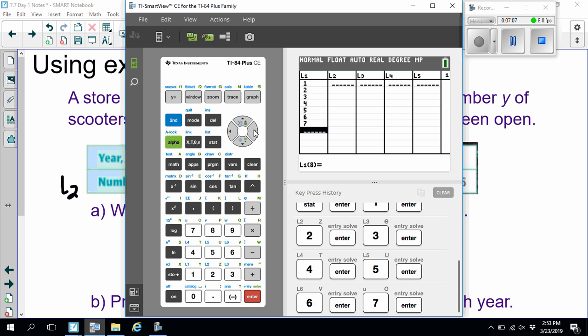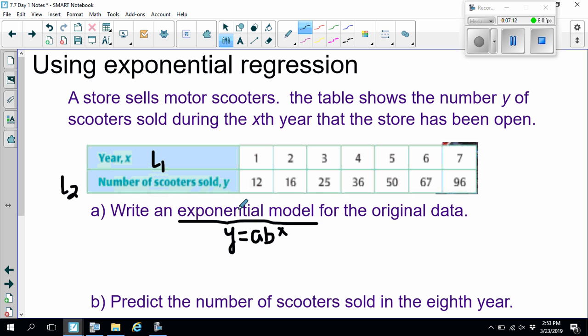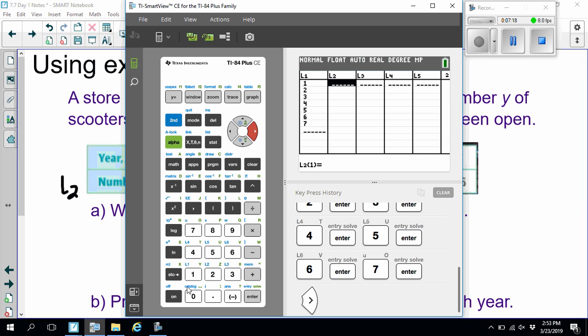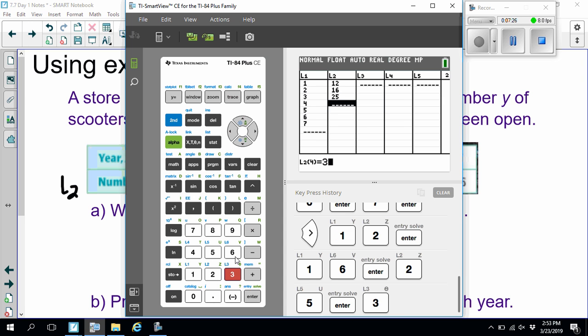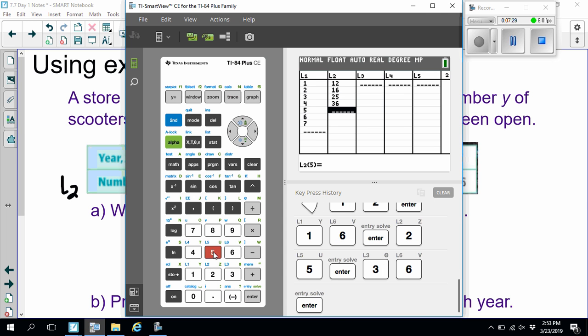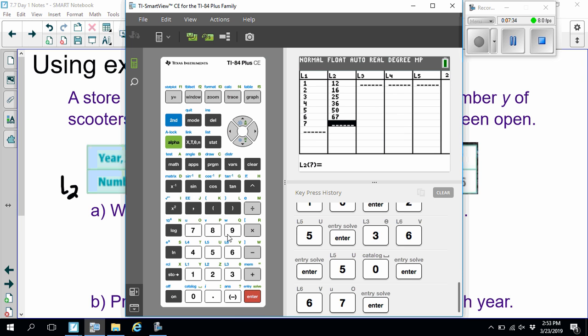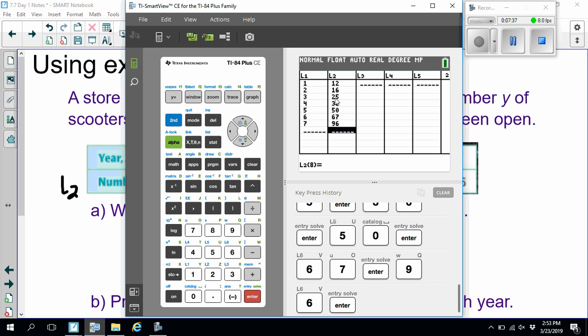So once you've done that, now you're going to arrow to the right for your L2. Remember, your L2 is the y values. So these y values you're going to plug into there. So we have 12, and then press enter, 16, and then press enter, and so on. I got 67, and then 96. Now make sure that the numbers in your L2 and L1 match, okay? Because otherwise, if you click onto something incorrectly, it will give you something different.